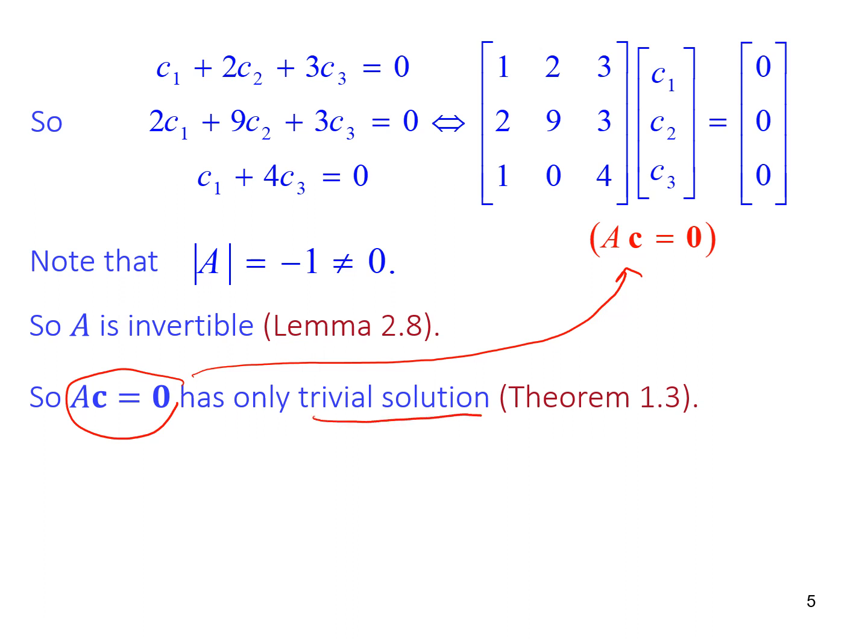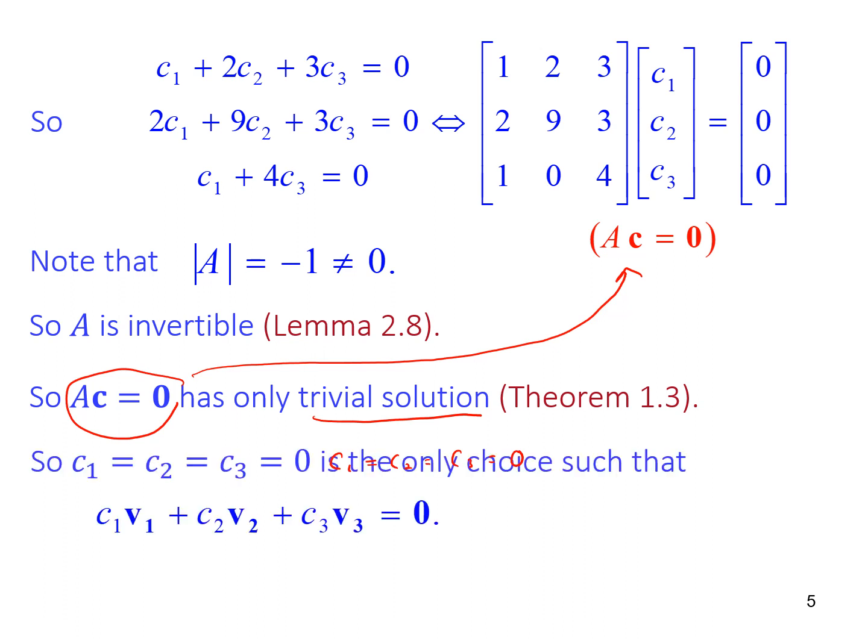Trivial solution means C1, C2, and C3 are all zeros. There are no other solutions for C1, C2, and C3. They are all only 0. So since we don't have any other solution for C1, C2, and C3, therefore the set S with three vectors V1, V2, and V3 is linearly independent.